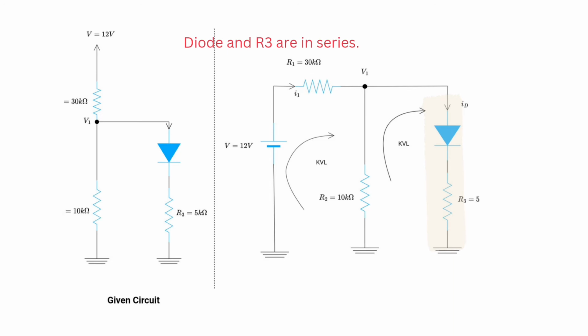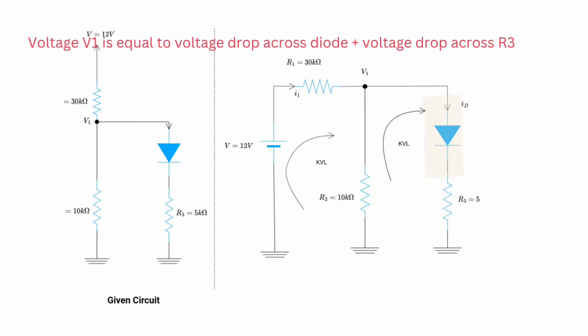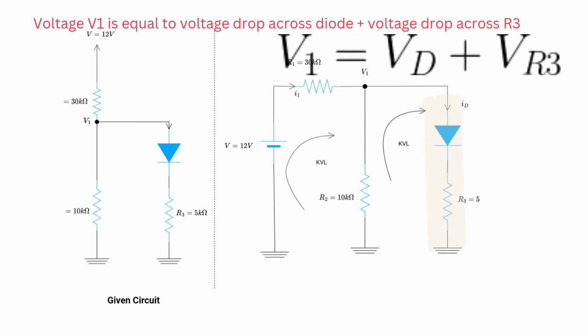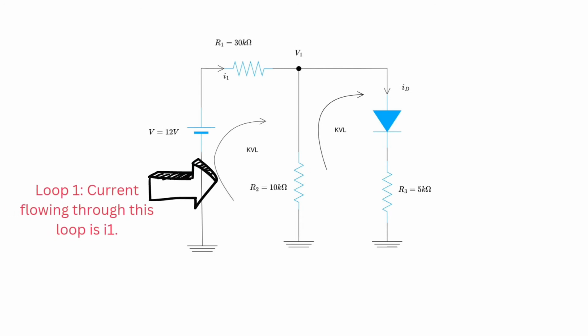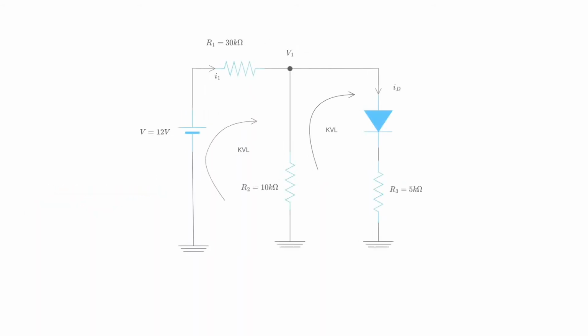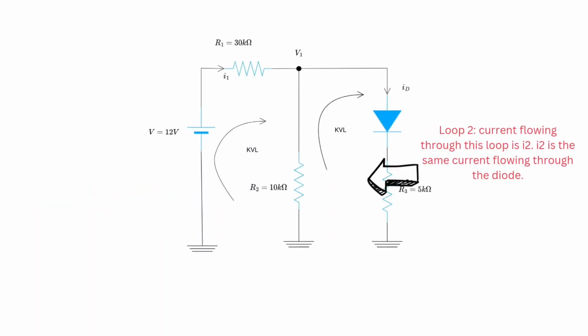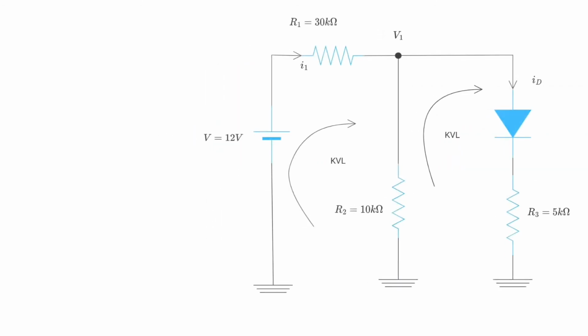There are two loops and we will apply KVL in each loop. Voltage across V1 is equal to the voltage across R2. You can calculate it in this way as well, that is VD plus VR3, that is voltage across R3. Now this is loop 1 and current flowing through this loop is I1. Similarly, this is loop 2 and I2 is the current flowing through this loop, or you can say this is ID, that is the current flowing through the diode.